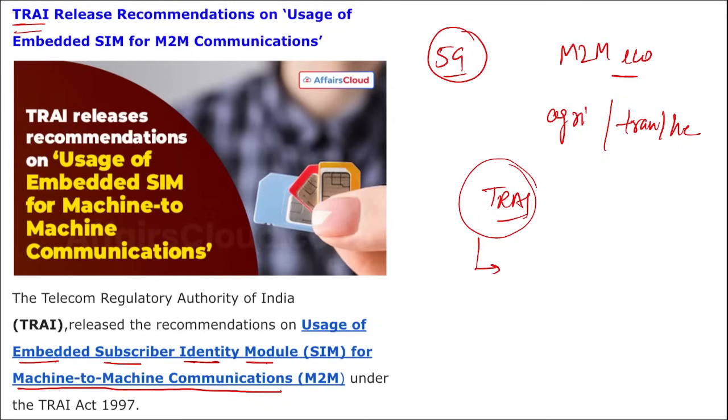If we talk about TRAI, who is the chairperson here? Anil Kumar Lahoti. Where is the headquarter? New Delhi, and it was established in 1997.